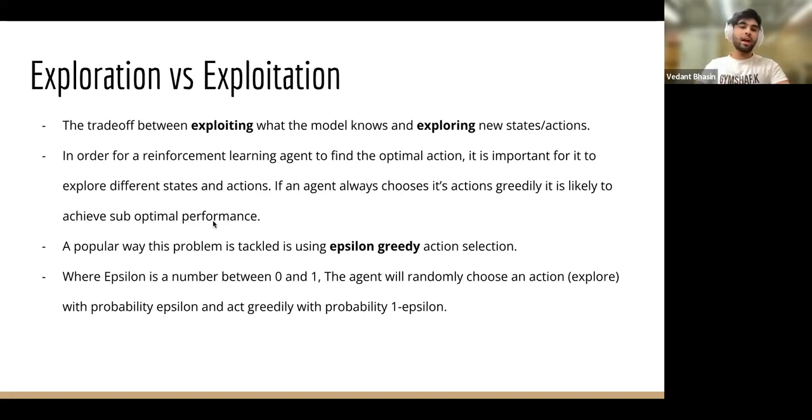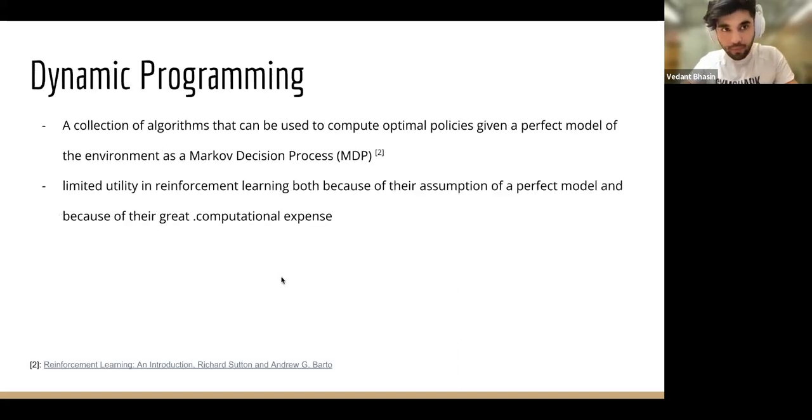One popular and pretty simple method to balance these two is called the epsilon greedy action selection method. Epsilon you can think of as a probability, and it's the probability that you're going to explore or choose an action randomly. And with probability 1 minus epsilon, you're going to follow your policy and act greedily.